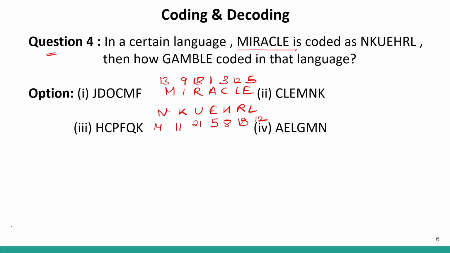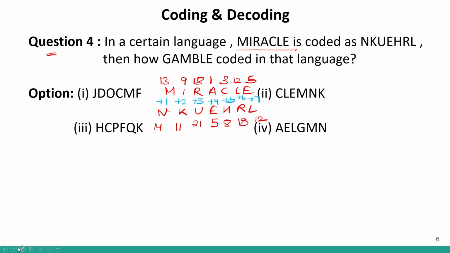Let me use a different pen to highlight. From 13 to 14 plus 1. From 9 to 11 plus 2. From 18 to 21 plus 3. From 1 to 5 plus 4. From 3 to 8 plus 5. From 12 to 18 plus 6. And from 5 to 12 plus 7. So basically they are increasing in order, right? Increasing by 1 in each case.